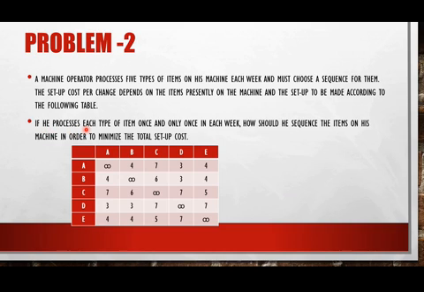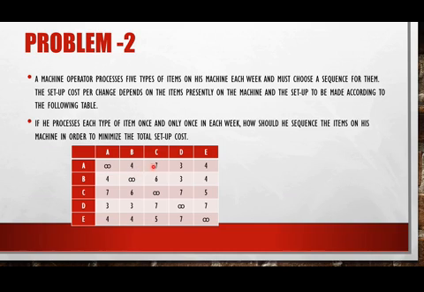So if he processes each type of item once and only once in each week, that means it is equivalent to visiting all the cities exactly once. How should he sequence the items on his machine in order to minimize the total setup cost? It is nothing but your traveling salesperson problem only. Here we are not finding a route but a sequence of items. That's all. So the cost matrix given is, you see that the primary diagonal is infinities.